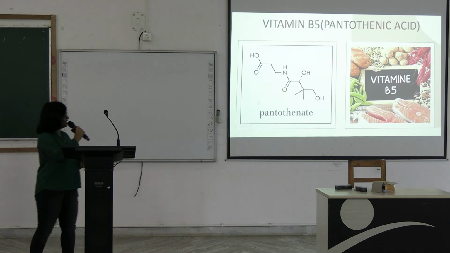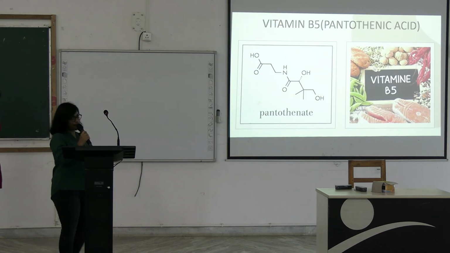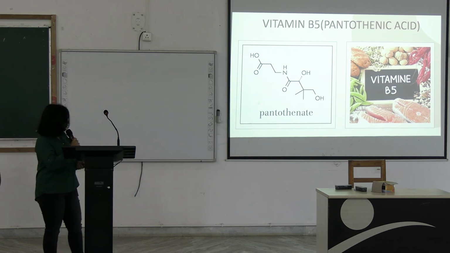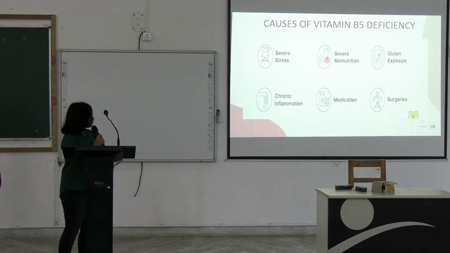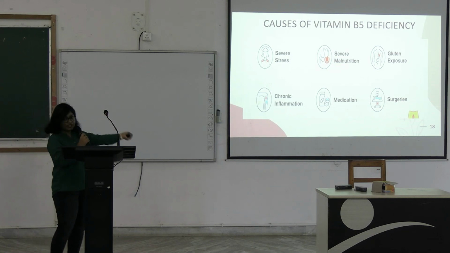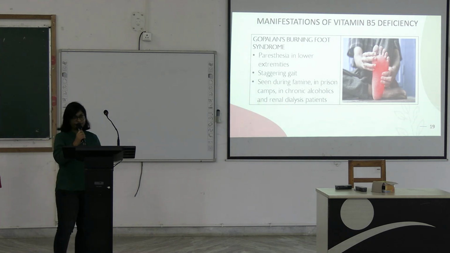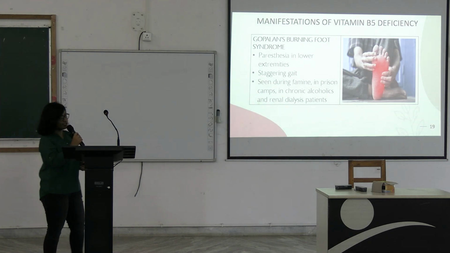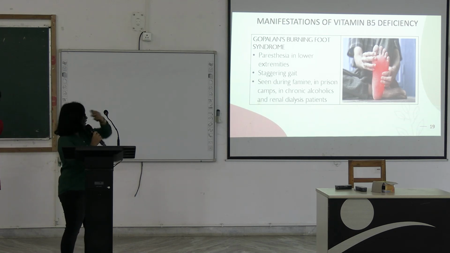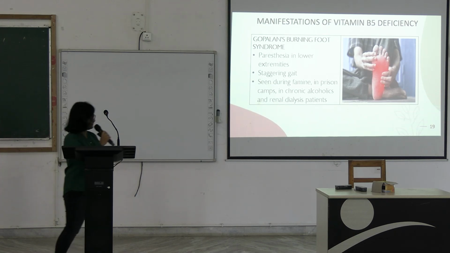Now, vitamin B5, which is also called pantothenic acid. Pantos is a Greek word which means everywhere. As the name suggests, it is widely distributed in nature. Now, what are the causes of this deficiency? Severe stress, malnutrition, gluten exposure, chronic inflammation, medication, and surgeries. Manifestations of vitamin B5 deficiency. Gopalan's burning foot syndrome is one of the major manifestations of vitamin B5 deficiency.